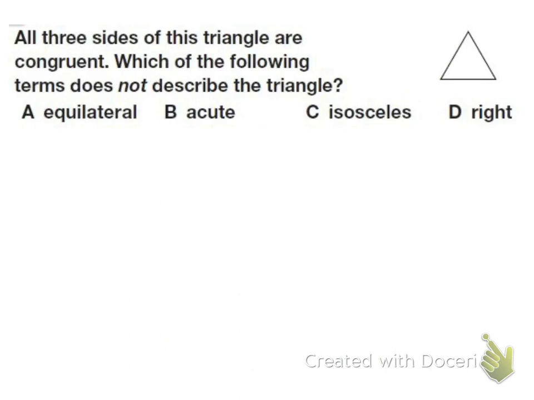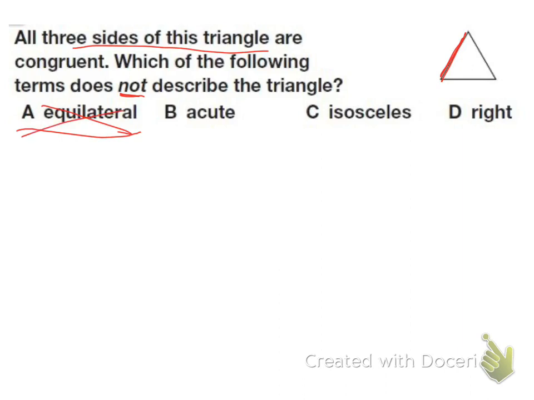Okay, so we've got this problem. All 3 sides of this triangle are congruent. Remember, congruent means the same. So which of the following terms does not describe this triangle? Okay, so an equilateral triangle is a triangle that has all the sides the same length. And we know it tells us that all the sides are congruent. So since we're looking for something that does not describe it, that's not going to be it.